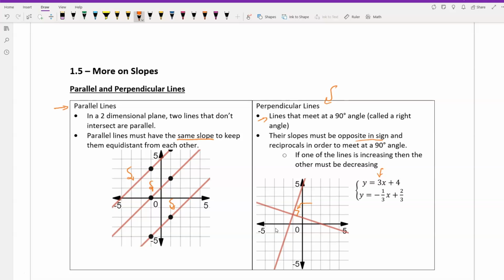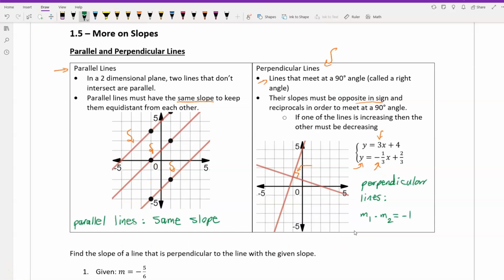So the slope is positive 3. And here we have y equal to negative 1 over 3 times x plus 2/3. And in this case, our slope is negative 1 over 3. So it's opposite in sign and it's reciprocal. If I use m1 for the slope of the first equation and m2 for the slope of the second equation and multiply these two, that should be equal to -1. That means we have perpendicular lines: 3 times -1 over 3 is equal to -1.